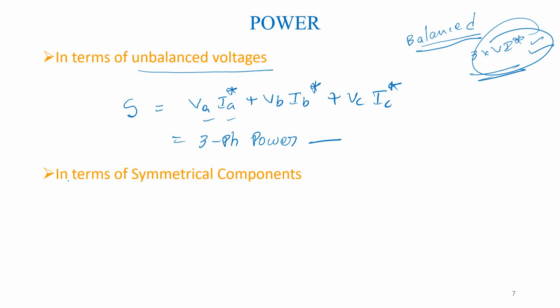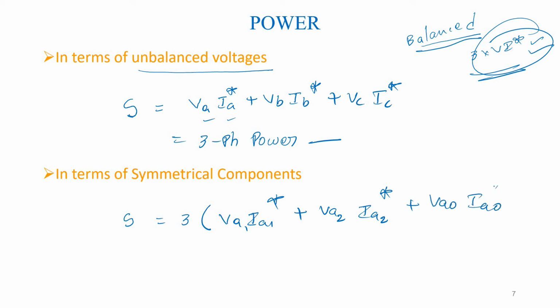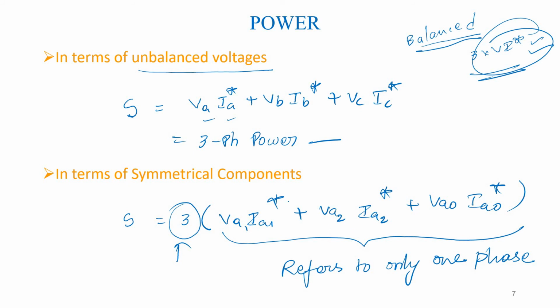Now coming to the symmetrical components. We have derived the equation there: 3 times of VA1 into IA1 conjugate plus VA2 into IA2 conjugate plus VA0 into IA0 conjugate. This is the representation of one unbalanced phasor, that is with respect to phase A. So to get the 3 phase power, we are multiplying with 3. So in this unbalanced system, you can find out the power by using either this formula or this formula, depending on the data.